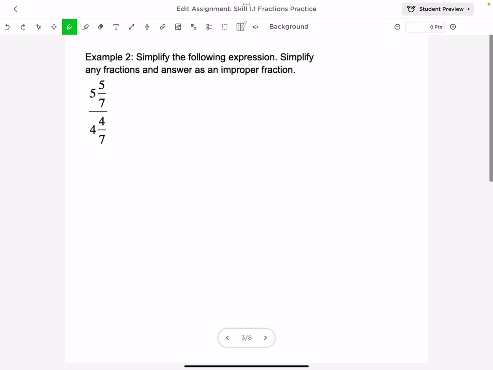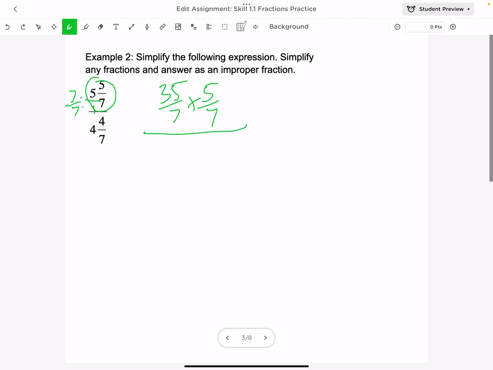All right, for example 2, once again, we're simplifying this expression. We have two fractions, but they're both mixed numbers, and we need to, once again, convert both of them into improper fractions. So let's take 5 and 7/5. That's the equivalent of, once again, we want to make this like 5 over 1, and we multiply the top and the bottom by 7. And when we do that, we get 35 over 7 plus 5 over 7.